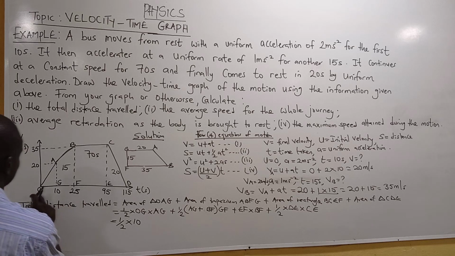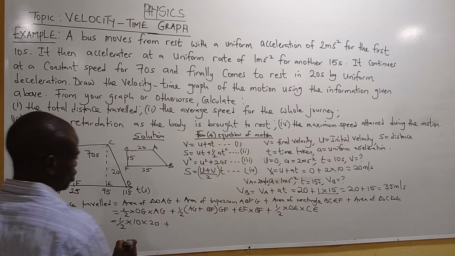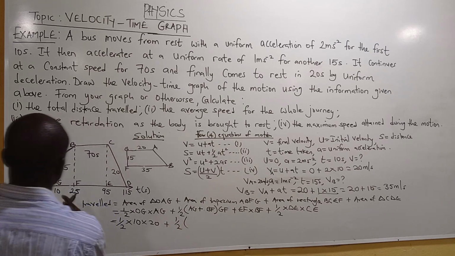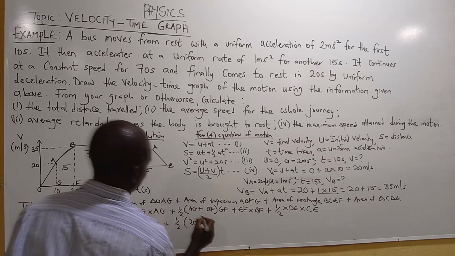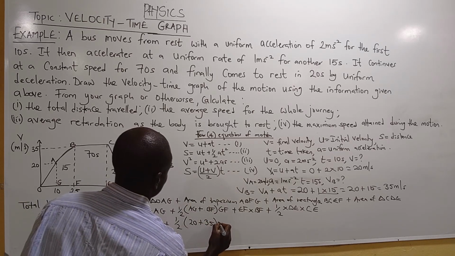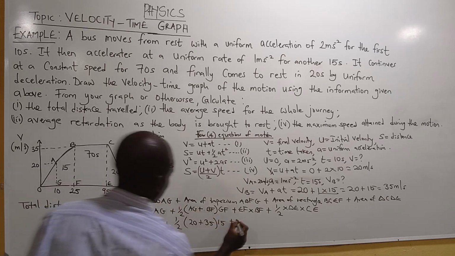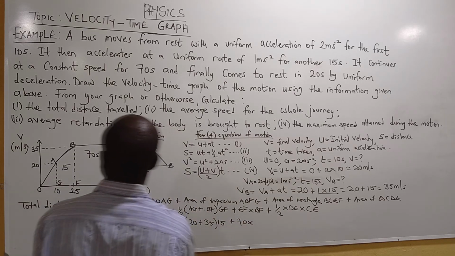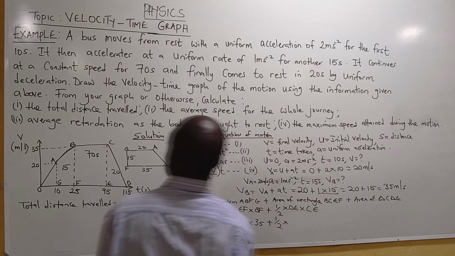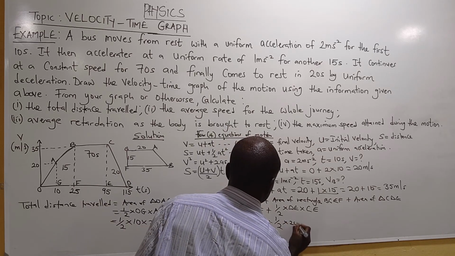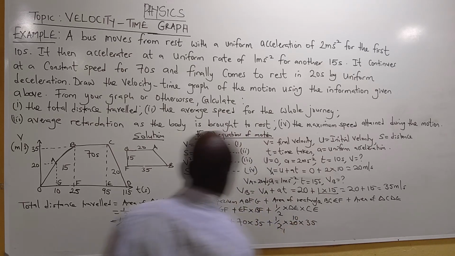In this case, now half, what's our OG? That's 10. 10 minus 0 multiplied by 20, plus, what next? Half open bracket. What's our AG? AG 20 plus BF 35. Alright, that's 15, plus EF 70 multiplied by BF 35, plus half of DE, that's 20 multiplied by 35.